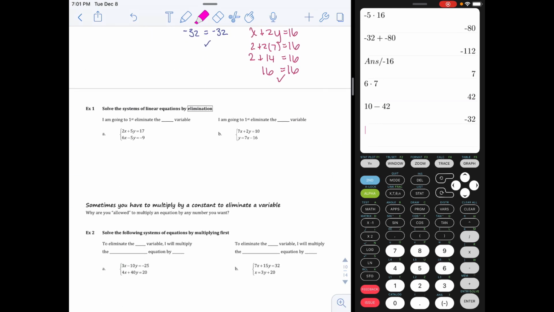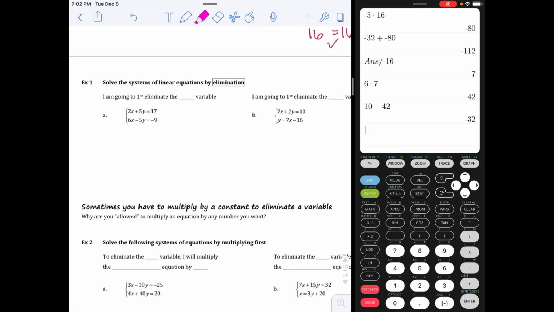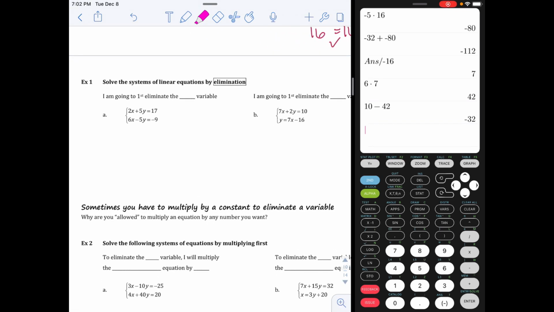In example 1, it says to solve the systems of linear equations by elimination. So same thing here. I'm going to first eliminate. Let's look here. We're looking for the x's and the y's. Which of them have the same number in front but opposite signs? That's the easiest ones to pick. Well, it looks like the y's, right? So I'm going to eliminate my y variable.